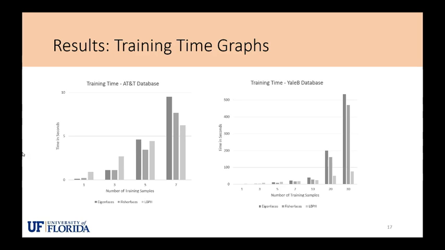The Fisher faces grow a little bit more gradually, and the binary pattern histogram are really the best for training time. You can see they start out a little bit higher, but once we start to add more training samples, it really stays much lower than the Fisher faces and the eigenfaces especially.